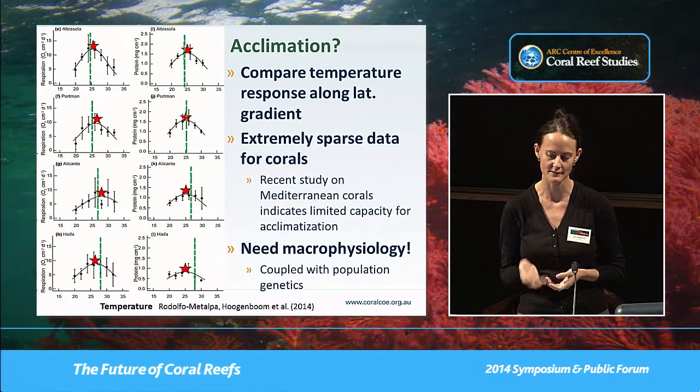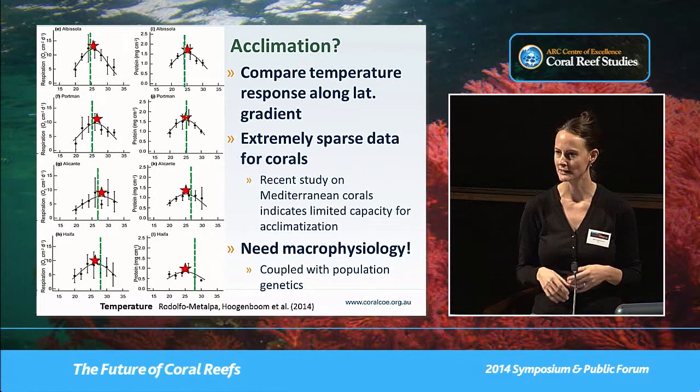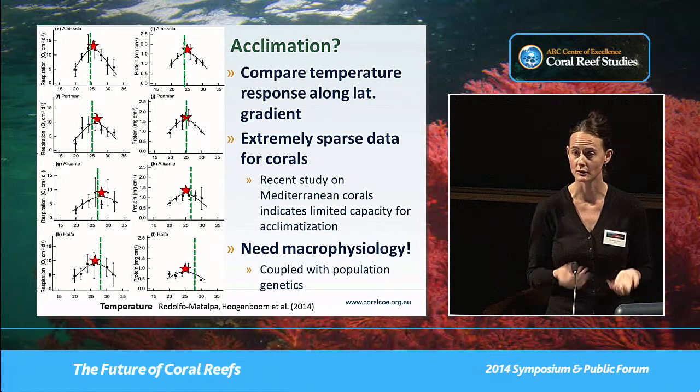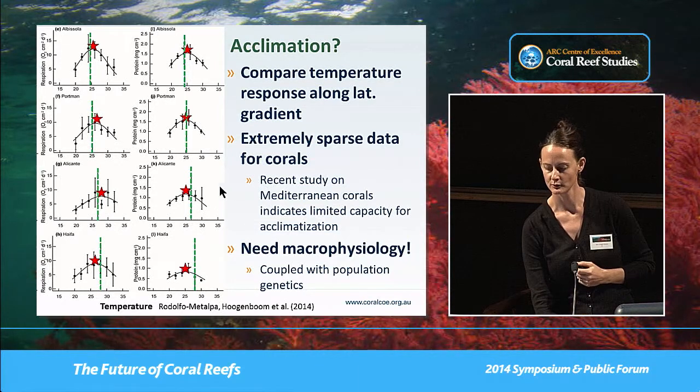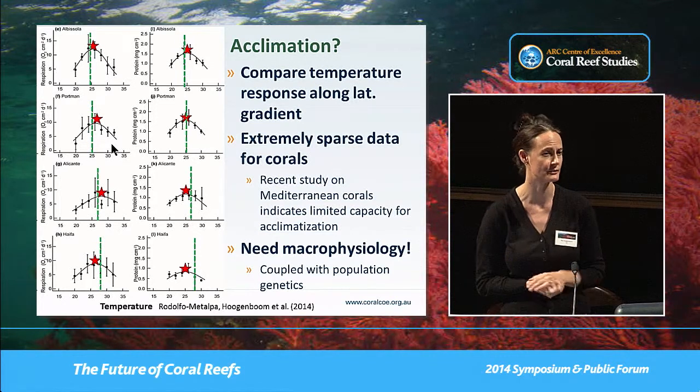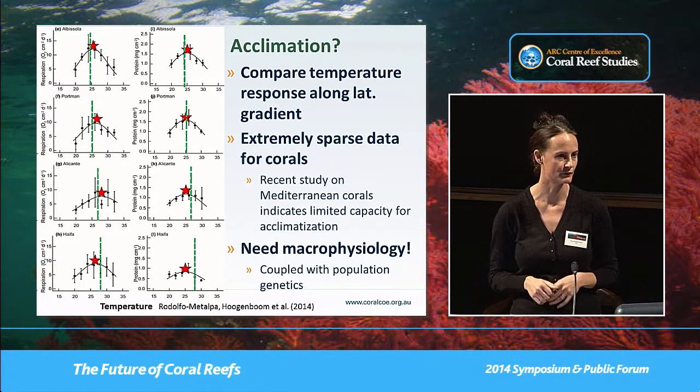But in fact, in these examples, we found practically no evidence that these species were able to acclimate their physiology along this temperature gradient. It doesn't look like much in this figure, but the lowest was at about 24.5, and the highest was around 28 degrees, so a 4-degree gradient of temperature change.